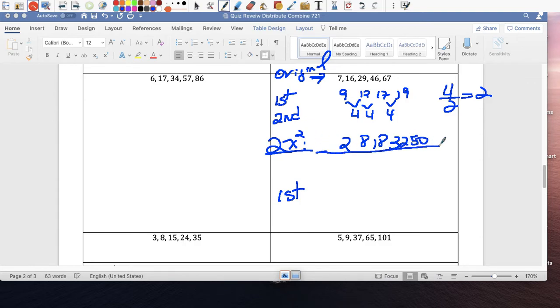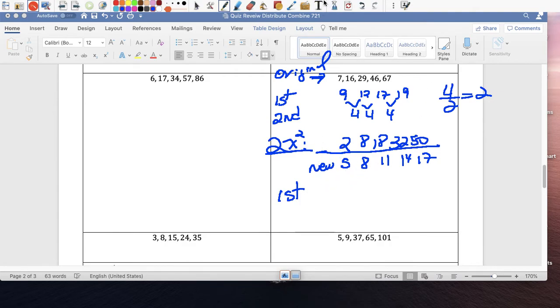Now this we subtract again from the original. 7 minus 2 is 5. 16 minus 8 is 8. 29 minus 18 is 11. 46 minus 32 is 14. And 67 minus 50 is 17. Okay, good. So now this becomes our new sequence, right? And we're going to start everything again.